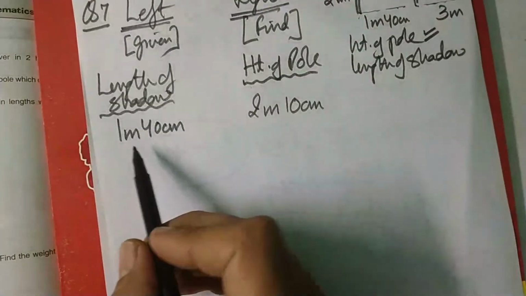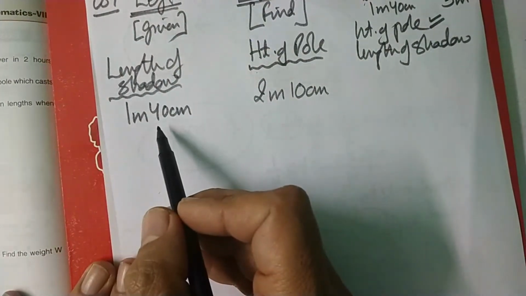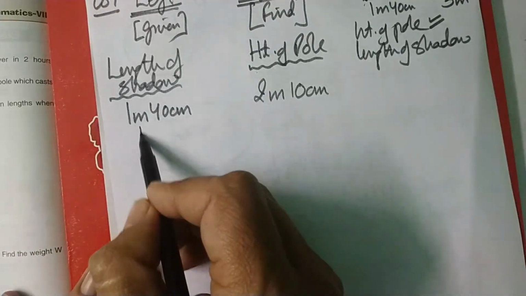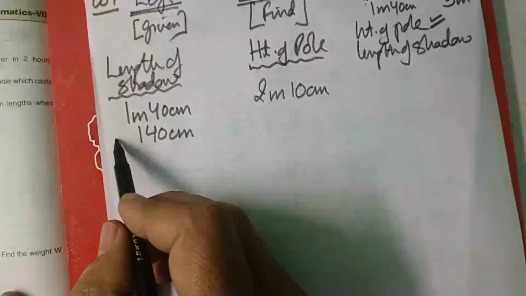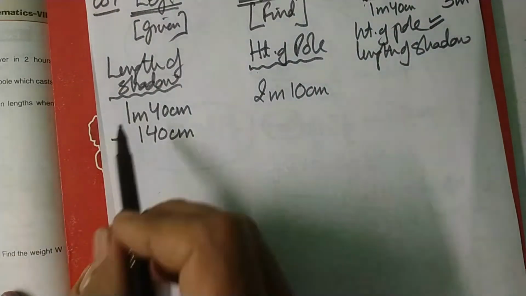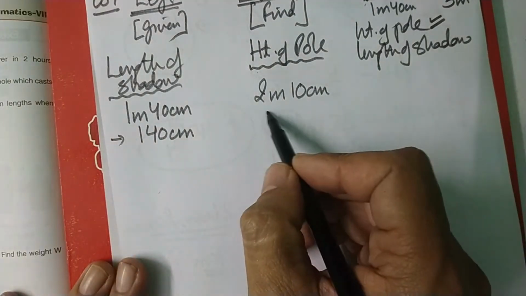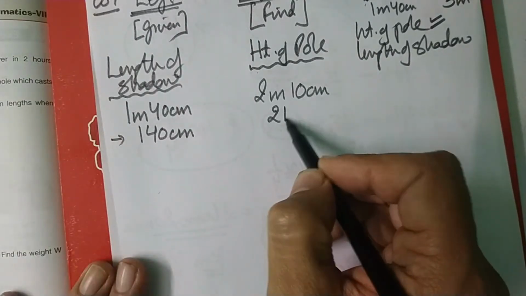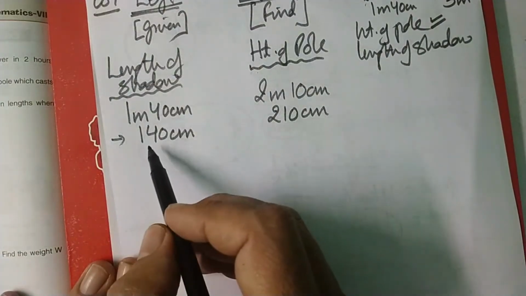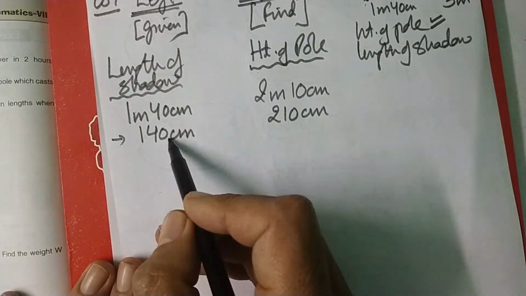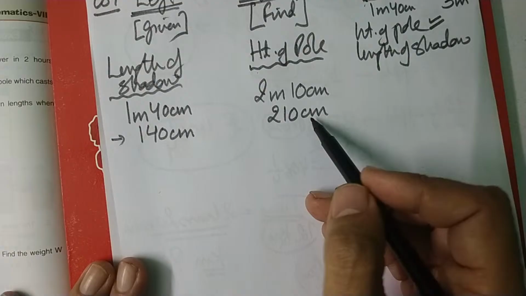Now I cannot solve 1 meter 40, so I have to convert it into a single unit. So 1 meter 40 means 140 centimeter. This is important. Understood how it is? 1 meter means 100, and 100 plus 40 is 140. And 2 meter 10 will become 210 centimeter. So the question becomes: 140 centimeter shadow is produced by 210 centimeter high pole.